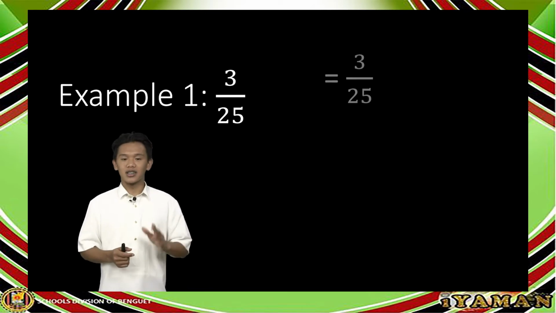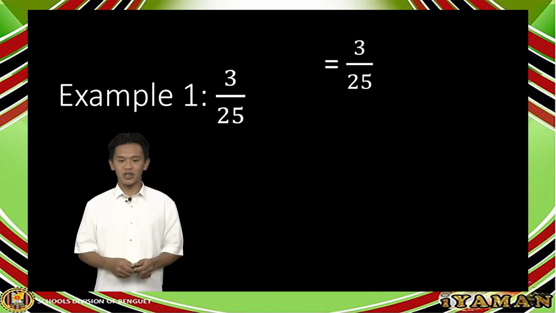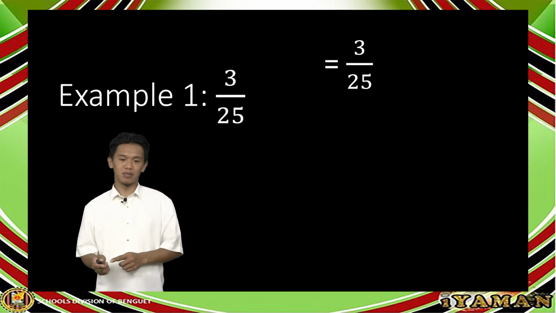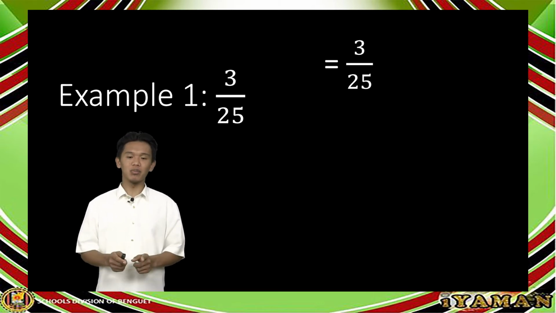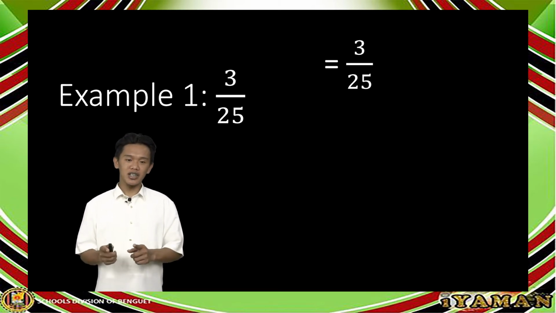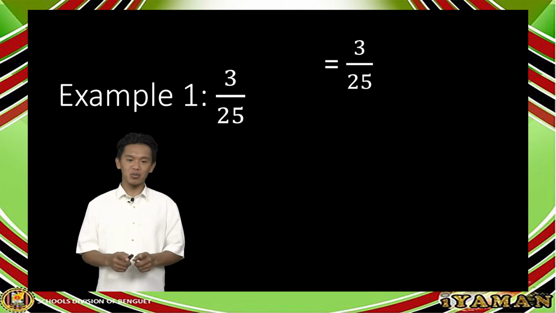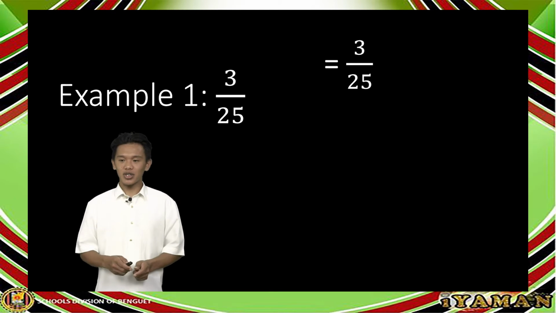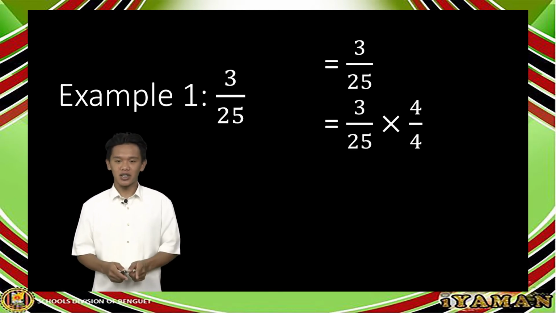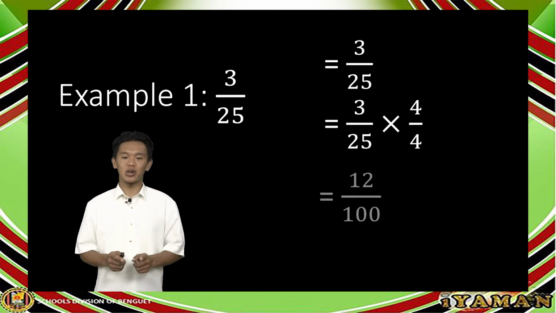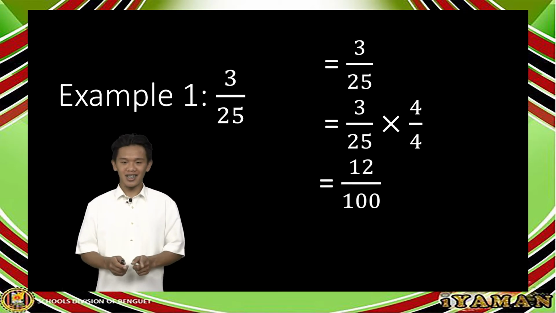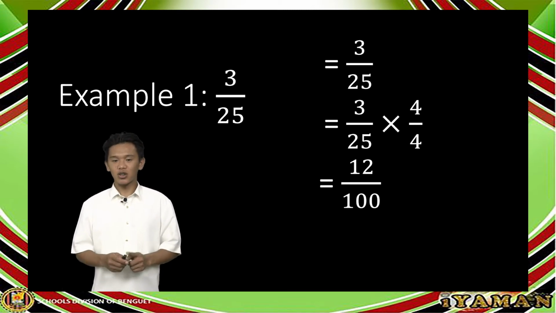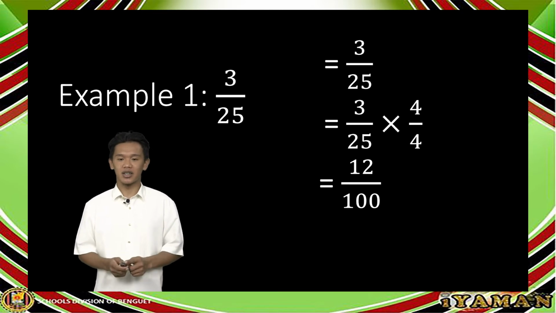Number 1, 3 divided by 25. We convert that into decimal form. We need to think of a number to multiply by the denominator, which is 25, to make it a power of 10, 100, or 1000. So for 3/25, by multiplying the numerator and denominator by 4, the denominator can be made into a power of 10, 100, or 1000. The conversion to decimal is then simple.